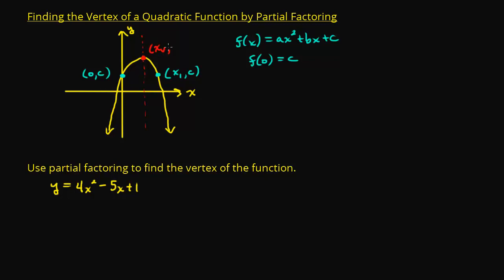In order to get the y value of the vertex, we just compute f of xv. When we actually go through this method algebraically, and I'm going to show you how to do that in a second, this method is called partial factoring. So let's look at a question where we're asked to use partial factoring to find the vertex of the function y = 4x² − 5x + 1. I'm going to change this example just so that I'm using function notation. So I've got f(x) = 4x² − 5x + 1.